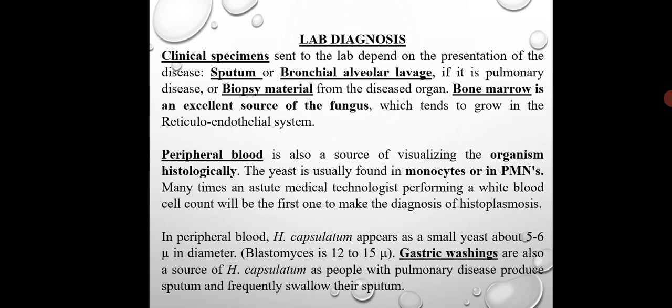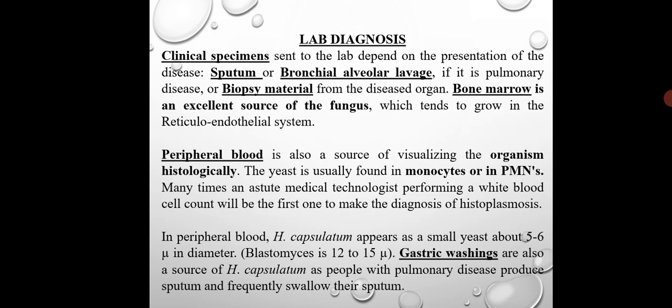Coming to the lab diagnosis. The clinical specimens sent to the lab depend on the stage of the disease. The most frequent samples are sputum, then bronchoalveolar lavage if it is pulmonary disease, or a biopsy material from the diseased organ. Bone marrow samples are an excellent source of the fungus, which tends to grow in the reticuloendothelial system. And peripheral blood is also a source for visualizing the organism histologically.